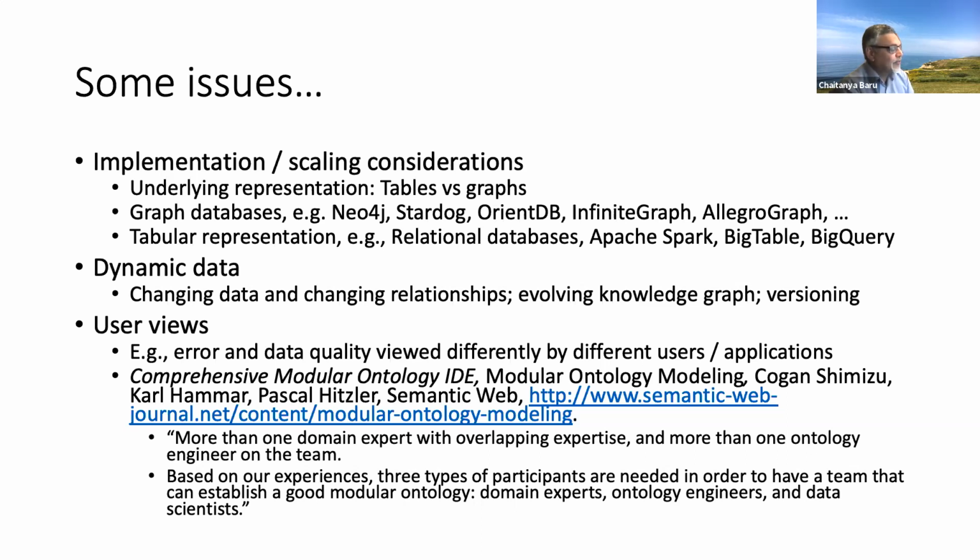And like he says, based on our experiences, 3 types of participants are needed in order to have a team that can establish a good modular ontology. Actually, because you need somebody on the team who understands what a modular ontology is to begin with, right? You need domain experts who just know about the domain and couldn't care less that you're putting it into some formal structure called an ontology. You need ontology engineers who know that aspect of it. And you need data scientists who can actually do things with the data, whether it's R or Jupyter or Python, or whatever needs to be done to munch the data and do all the acrobatics with the data.